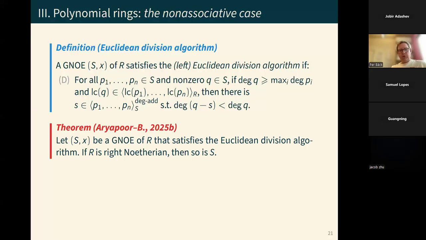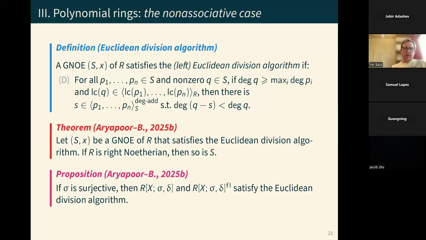So this is, to me, what underlies Hilbert's basis theorem. It's this basic property of having a Euclidean division algorithm. If you look at Ore extensions, non-associative such, the Euclidean division algorithm exists precisely when this map sigma is surjective. So at least to me, that explains why you can prove Hilbert's basis theorem when sigma is surjective. Well, it's because you have this Euclidean division algorithm. And that's really what you use also in the proof of that.